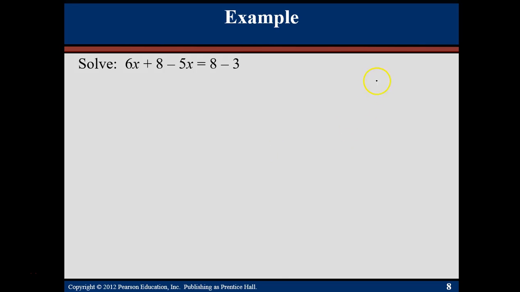A little bit longer. I still don't have any parentheses that I need to distribute, but I do have a bunch of like terms. Let's talk about like terms. You're a like term only on that one side. So 6x and a negative 5x are like terms. They both have the same variables raised to the same power. 6 minus 5 is a 1.